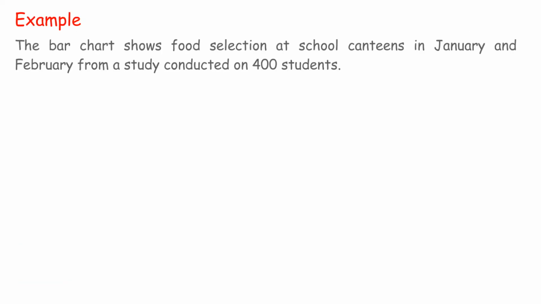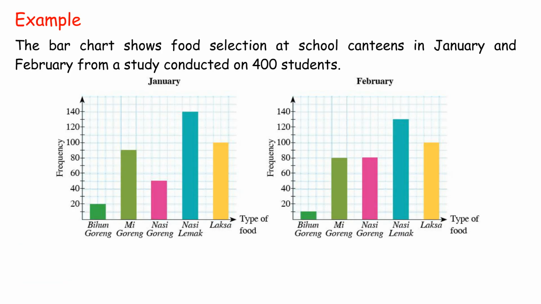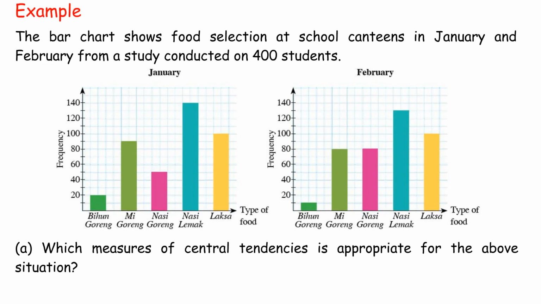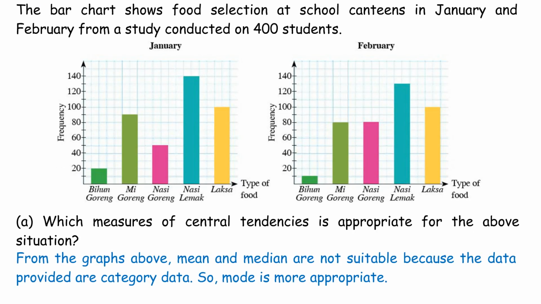Example: the bar chart shows food selection at school canteens in January and February from a study conducted on 400 students. A. Which measure of central tendency is appropriate for the above situation? From the graphs above, mean and median are not suitable, because the data provided are category data. So, mode is more appropriate.